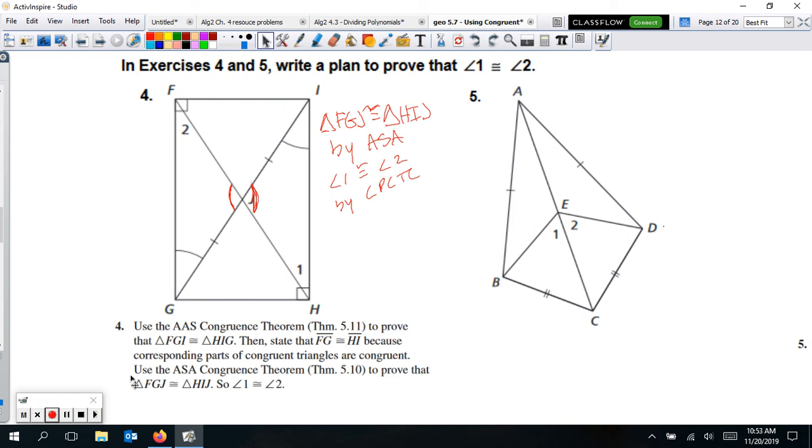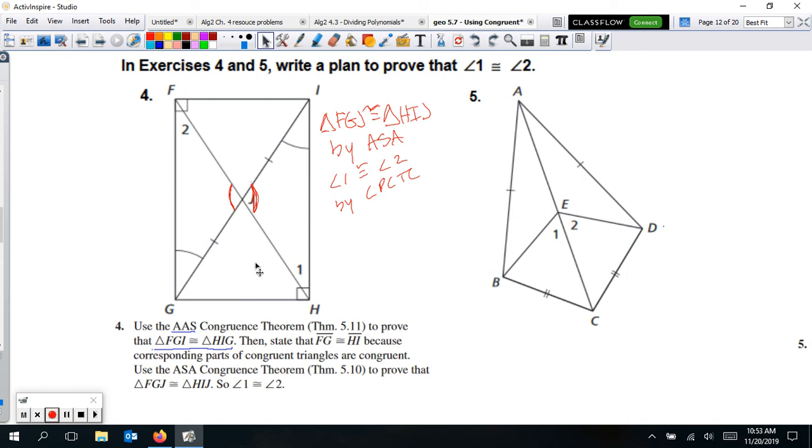for these big triangles. So if you have this big right triangle here and this big right triangle down here, you have angle, angle, and then this side here is all the way across, which is a shared side. So that would be congruent to itself. So we can assume that we have angle, angle, side. So you can use the AAS congruence theorem to show that those two big triangles, FGI and HIG, are congruent.